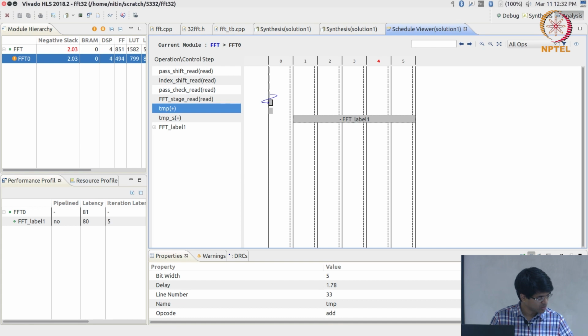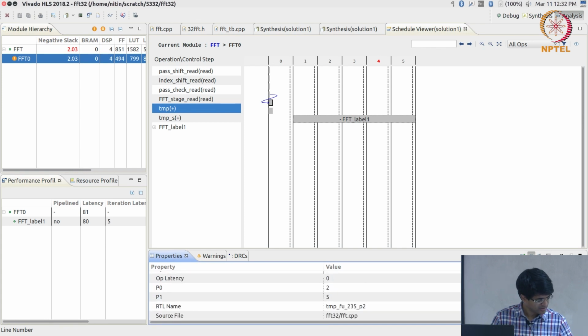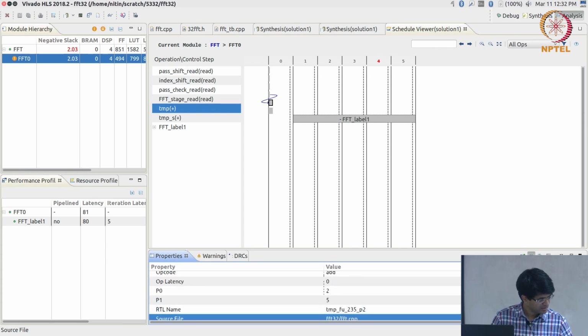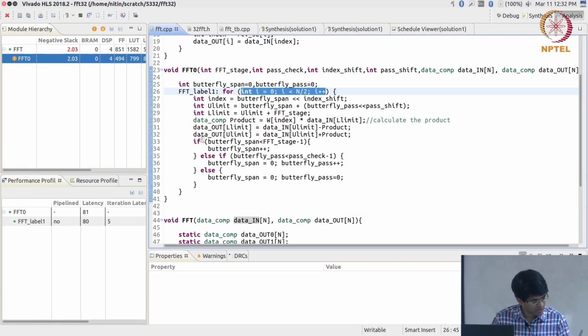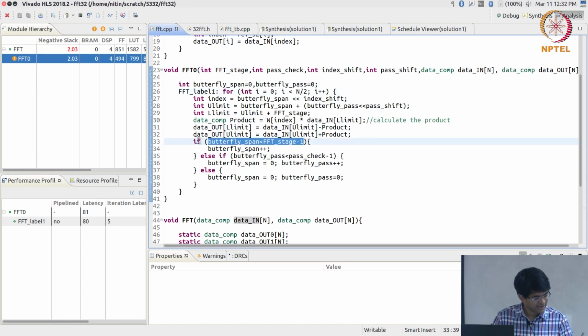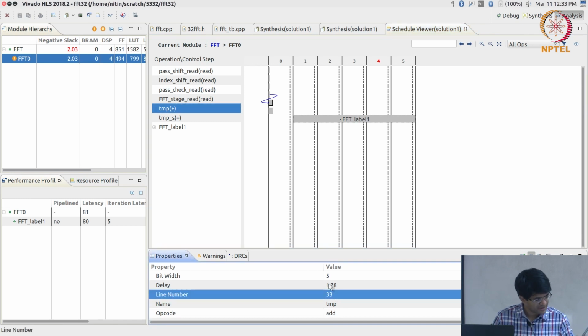It is hard to really understand what is going on over there, except that to a large extent this block out here tells you the line number and the source file, fft.cpp, line number 33, right. So if I go back to fft.cpp and look at line number 33, it tells me that there is an if condition, a comparison being done over here, right. So if I go back to my schedule viewer and look at that particular operation, line 33, you can see that this is most likely the computation that corresponds to checking whether something is less than something else, right.